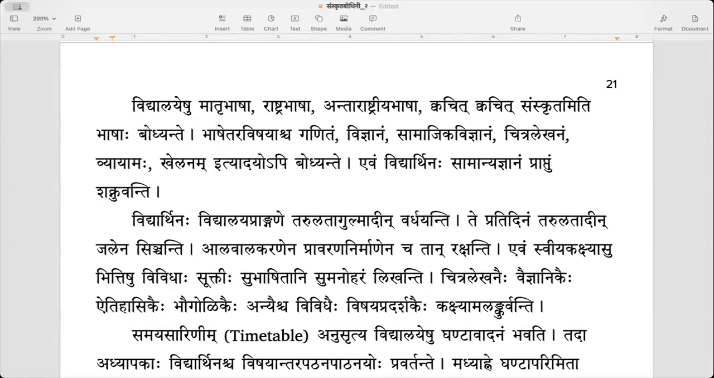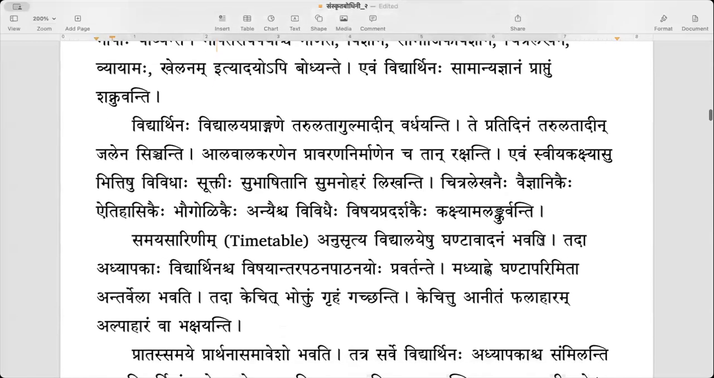Evam vidyatinah samanya jnanam praptum shaknuvanti. So students can get general knowledge as well. Samanya jnanam is general knowledge. Evam, in this manner, students can attain a common knowledge, learning.